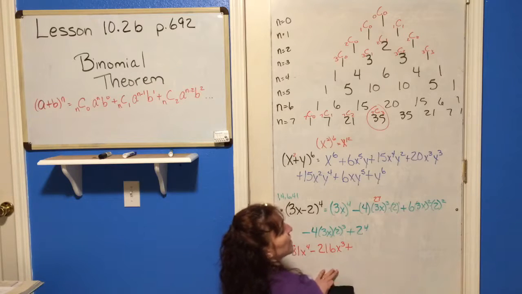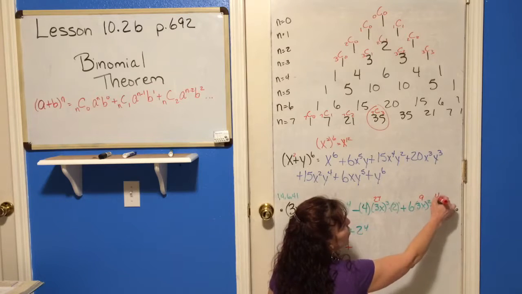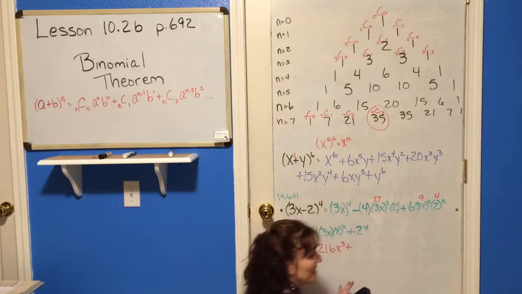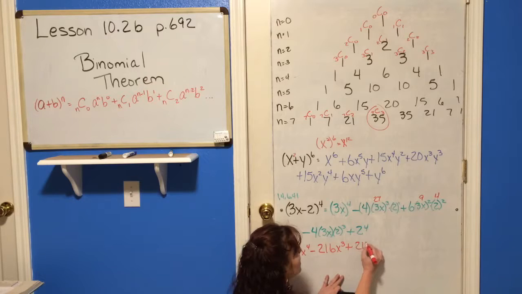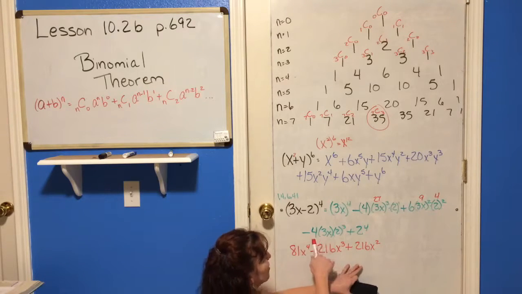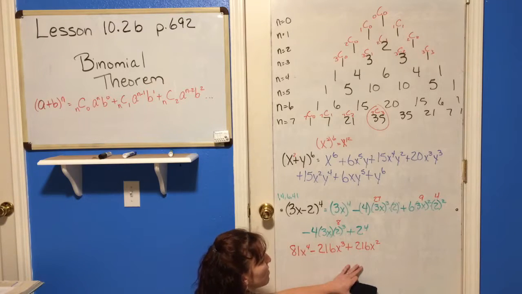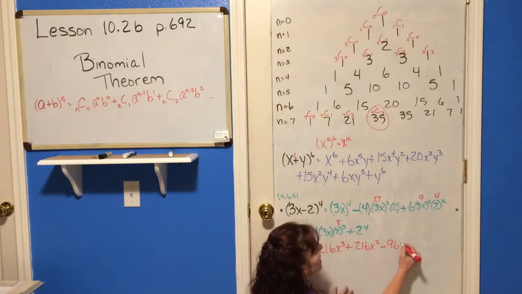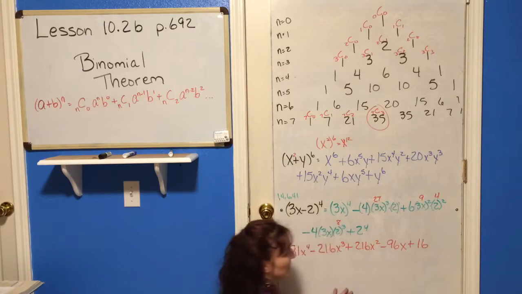then plus, and then this is 3 squared, this is 9, and 2 squared is 4, so 9 times 4 is 36, and 36 times 6 should be 216 if I did my math right in my notes. So 216x squared, and then we're going to take 4 times 3 times 8, since 2 to the third is 8. 4 times 3 is 12, times 8 is 96, so minus 96x plus 2 to the 4th is 16.